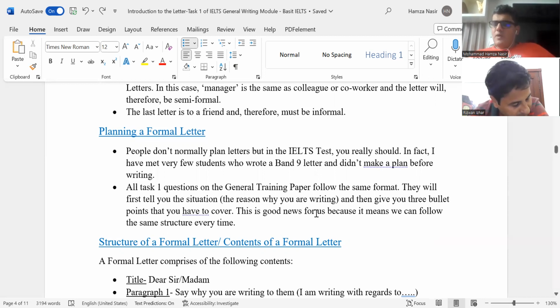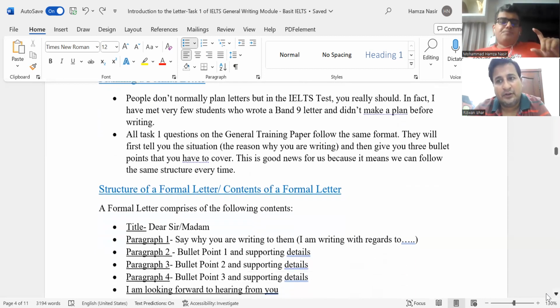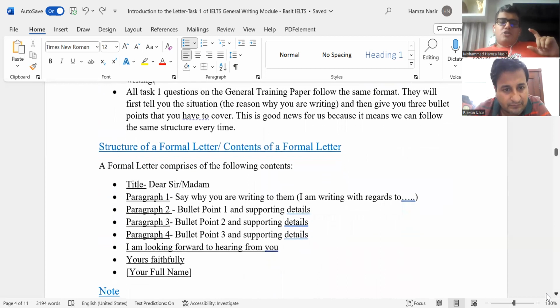And this is good news for us. Why? Because it means we don't have to do any extra thinking. We get a given template and we have to follow that template. Because it means we can follow the same structure every time. What those 3 points and the reason will be, we will understand better later when we do a letter question, inshallah. Next up, let's look at a structure.